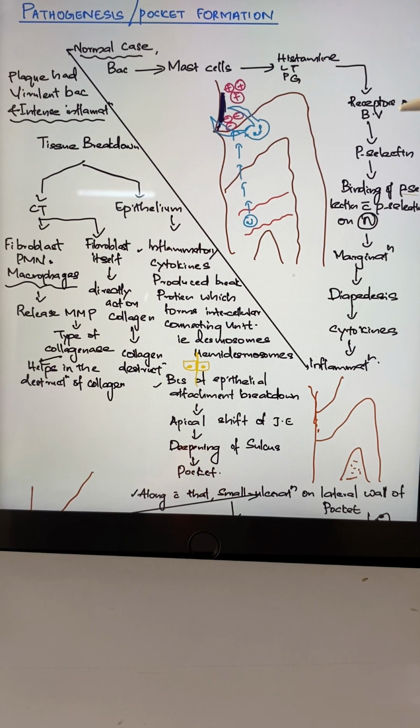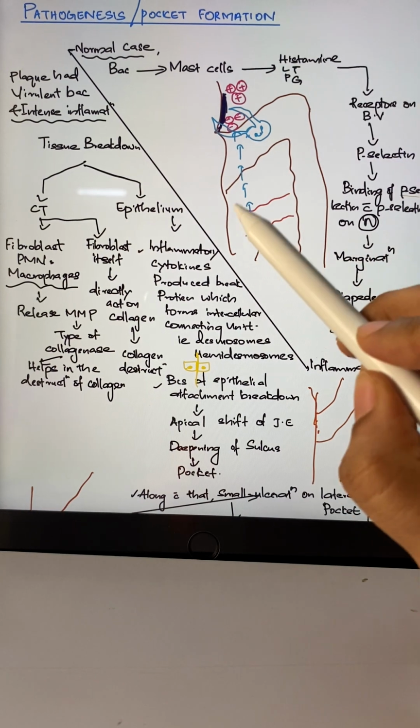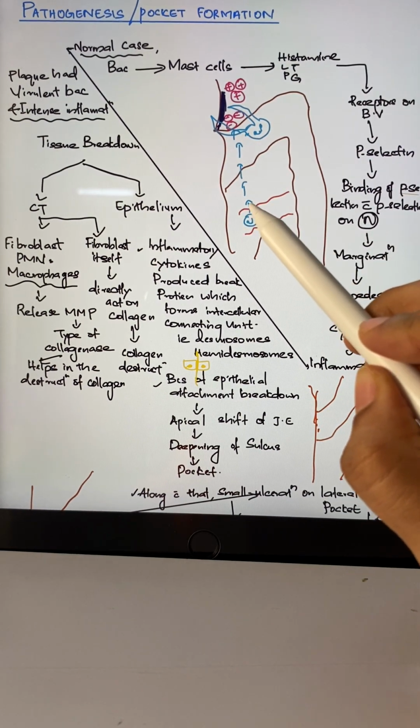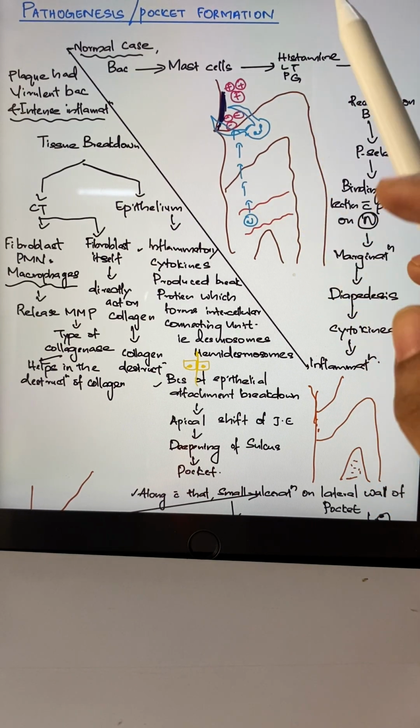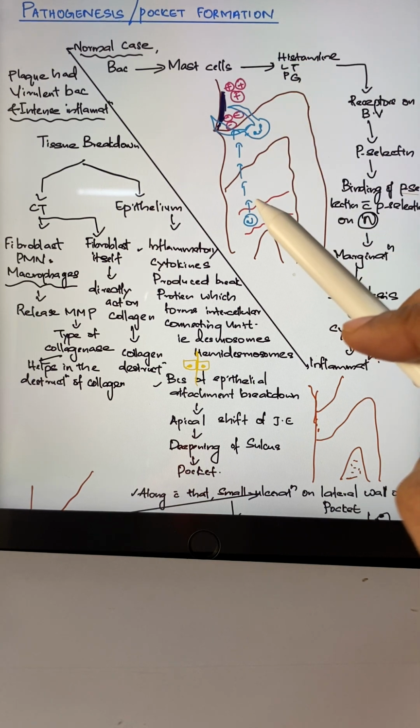These mast cells release these chemicals into the plasma, and these chemicals act on the receptors on the blood vessels. See, this is a blood vessel. Certain receptors are there on the blood vessels, and when these chemicals act on these receptors, they activate the P-selectin.